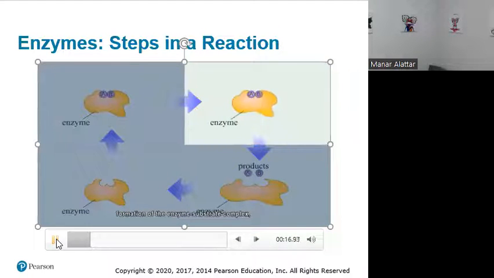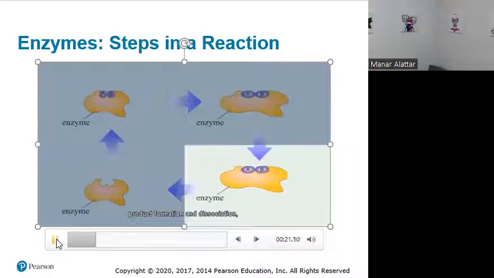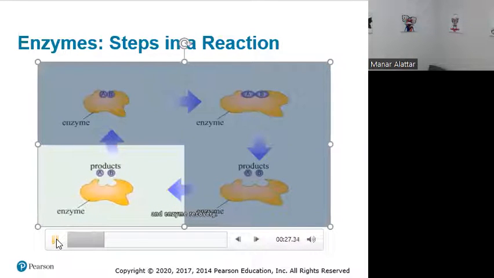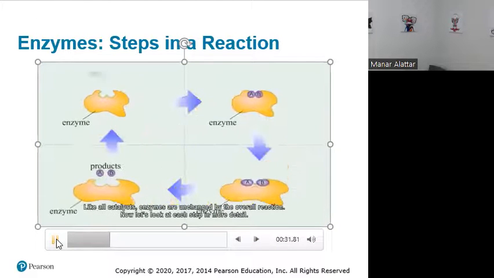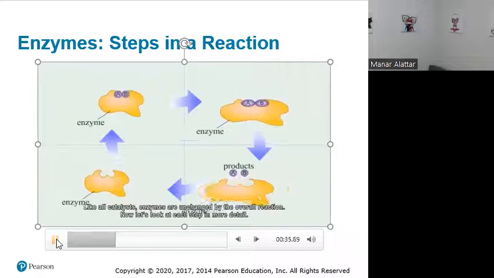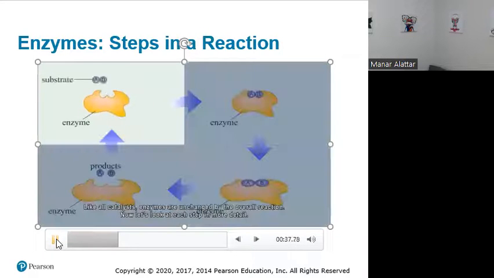formation of the enzyme substrate complex, product formation and dissociation, and enzyme recovery. Like all catalysts, enzymes are unchanged by the overall reaction. Now let's look at each step in more detail.